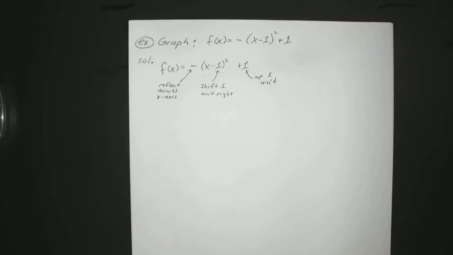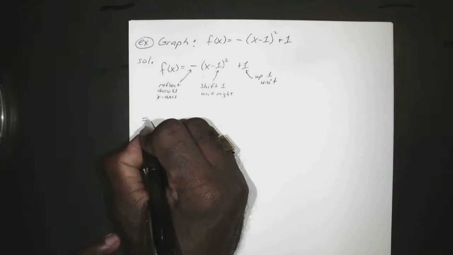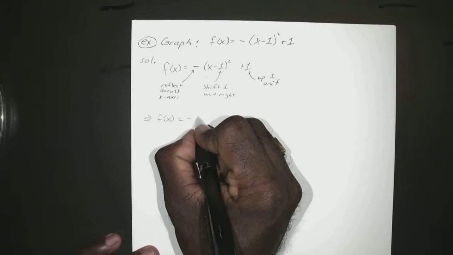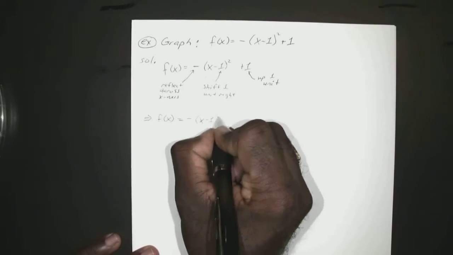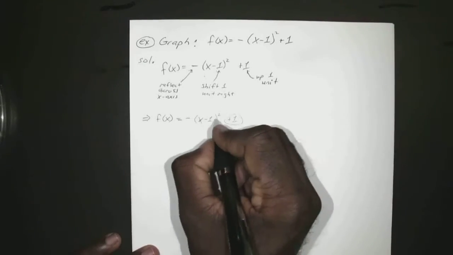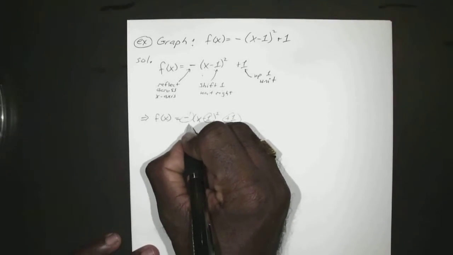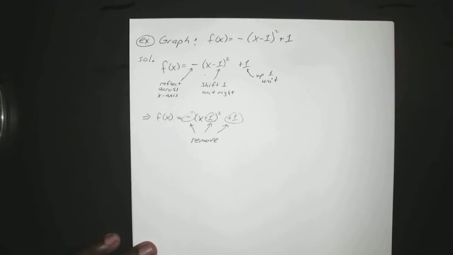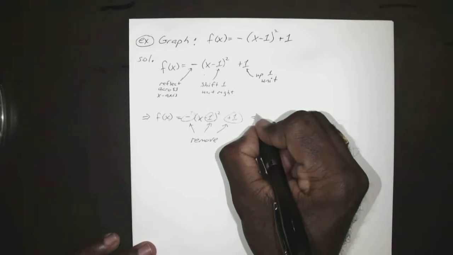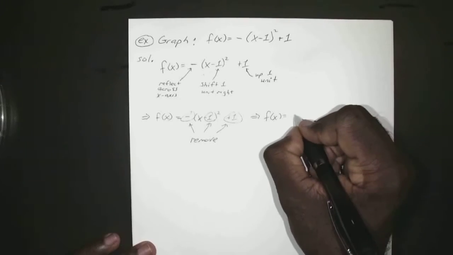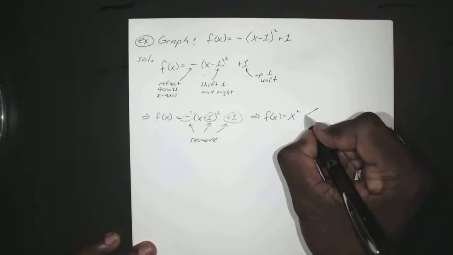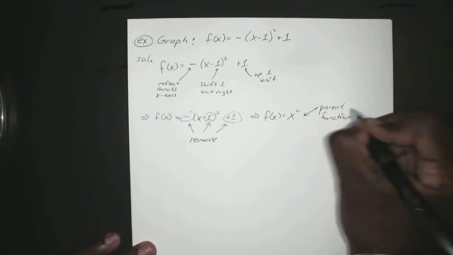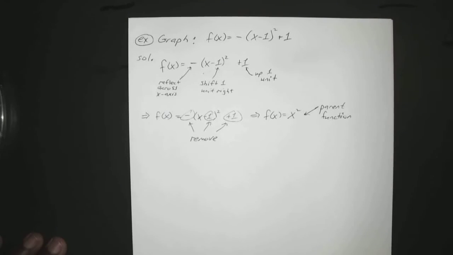Okay, so the first thing we need is our parent function. So we have f of x equals negative (x minus 1) squared plus 1. You'll want to remove that negative 1. So you're going to remove every number that's not an exponent. So f of x equals x squared is your parent function. Okay, so that's where everything's going to start.